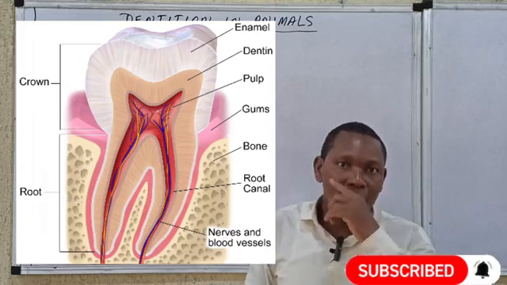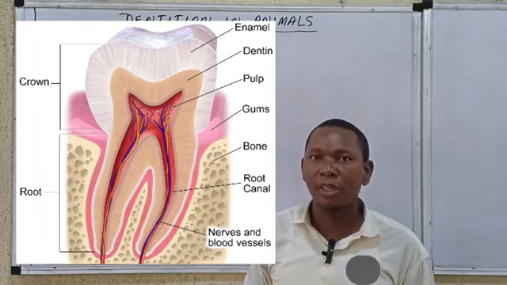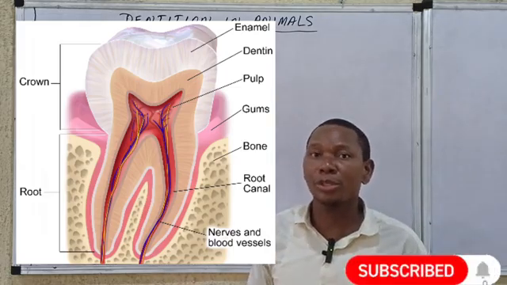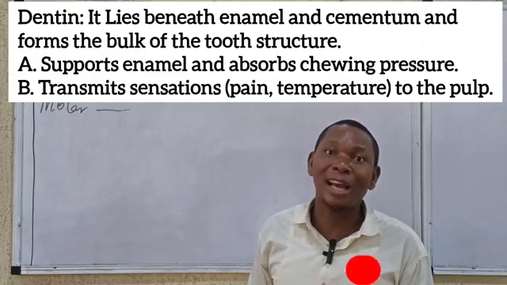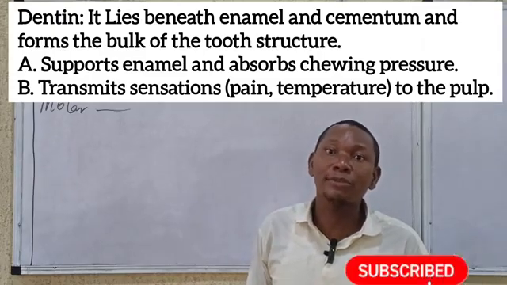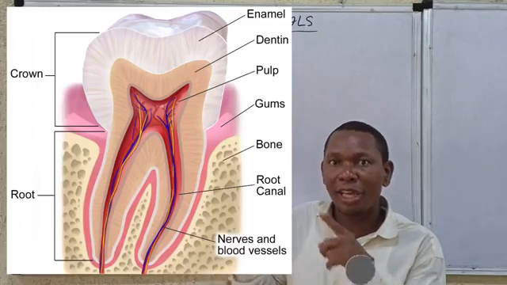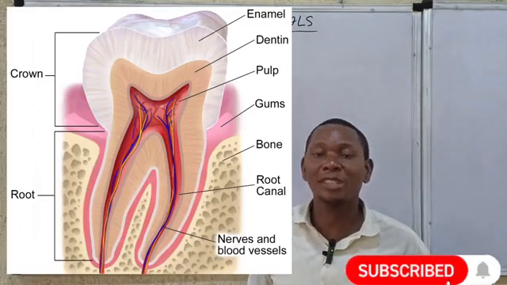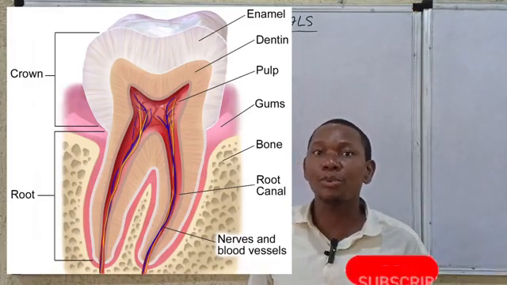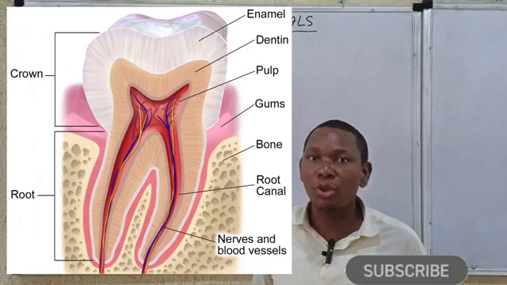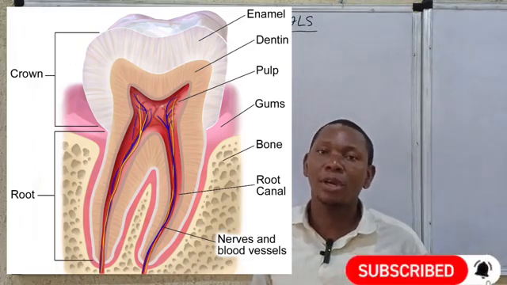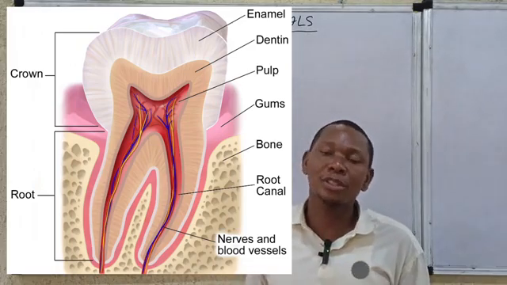Now take note. What is its function? It provides support to the enamel and transfers sensation towards the pulp cavity. Note that the inner structure, the cavity that you see now, is called the pulp cavity. It contains sensory nerves. It also contains blood vessels that supply nutrients to the teeth.